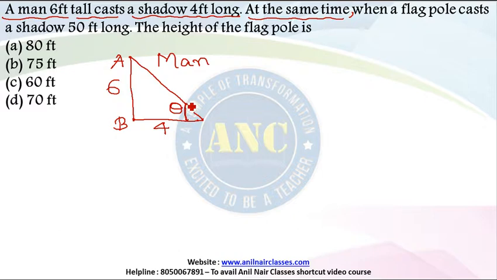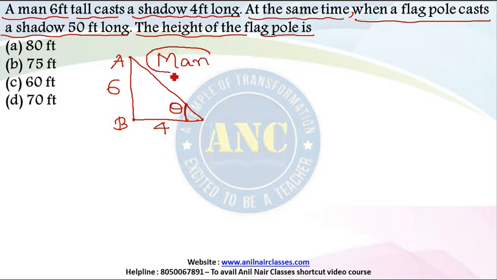That is the meaning, although it is not mentioned in the question that it is making the same angle theta in my next upcoming statement. It means that at the same time means it is under the same scenario. At the same time, when a flagpole casts a shadow of 50 meter long, the height of the flagpole is how much? That means this diagram is for the man. There is another diagram which is now written for the flagpole.